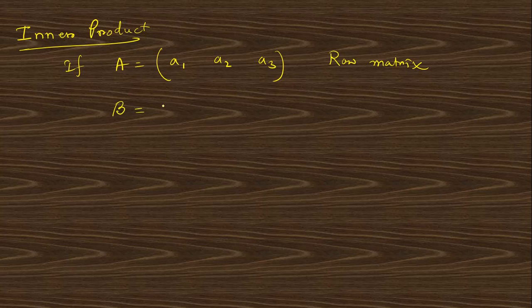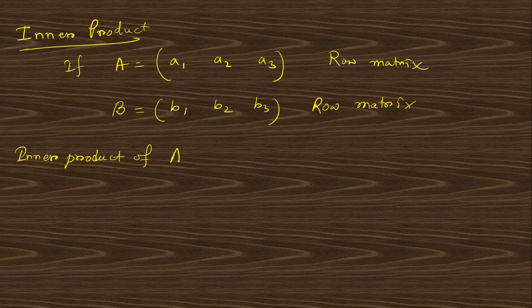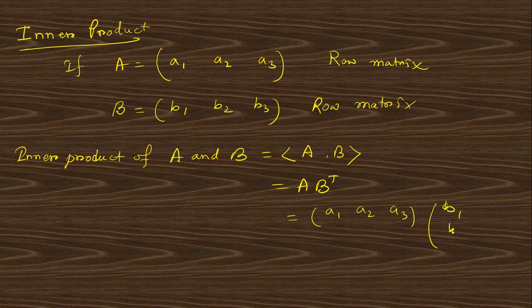And another is the B row matrix, B1, B2, B3. This is another row matrix. If you product A and B, the inner product of A and B can be represented like that. This is the representation, and this is nothing but A product of B transpose. A is A1, A2, A3, and transpose of B will be B1, B2, B3.